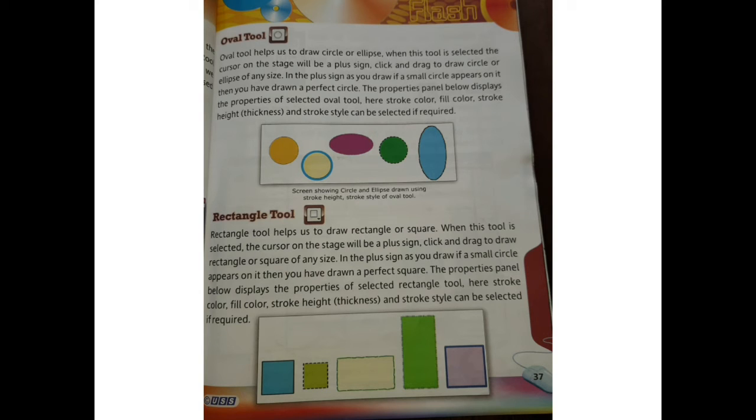Okay, the properties panel below displays the properties of the selected oval tool. Here stroke color, fill color, stroke height and stroke style can be selected. The thickness also you can select. The screen shows a circle and ellipse drawn using the stroke height and stroke style of the oval tool. So now we all understood about the oval tool.